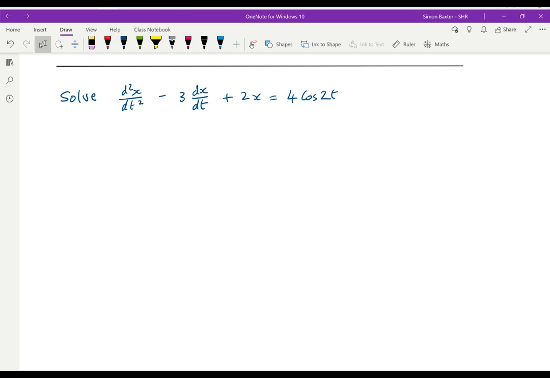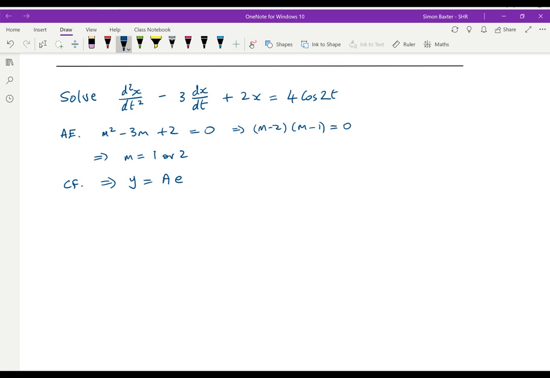For the last example, I've decided to take one which has cos 2t on the right-hand side. We start this in the usual way. The auxiliary equation is m² minus 3m plus 2 equals 0. That gives us (m minus 2)(m minus 1) equals 0, and therefore m equals 1 or 2. Complementary function, which I expect you're beginning to get used to by now: it's not y, I'm dealing with x and t in this equation. x equals ae^t plus be^(2t). So that's easy, that's straightforward.